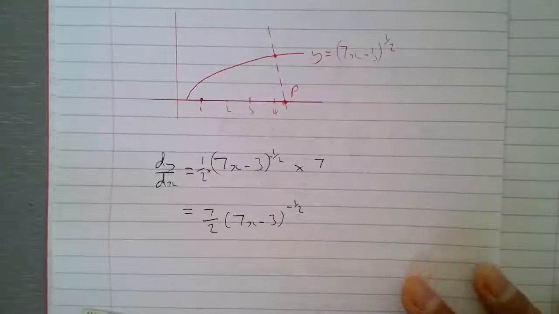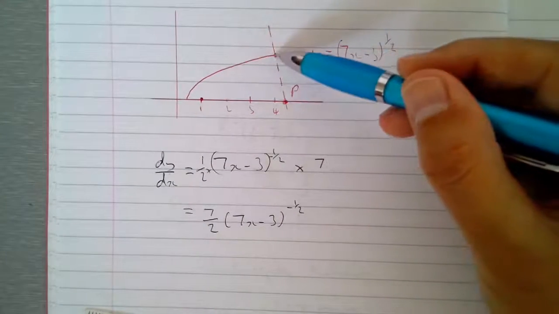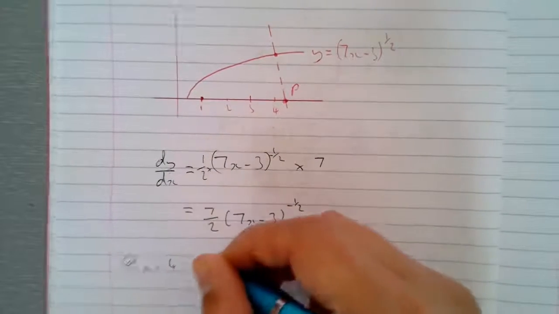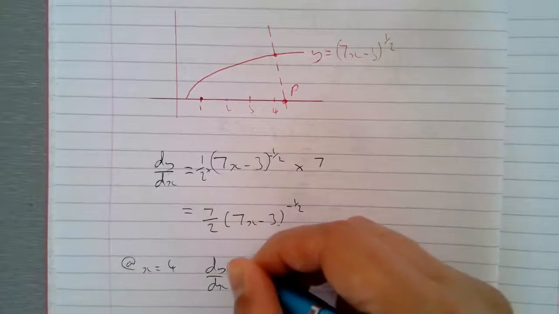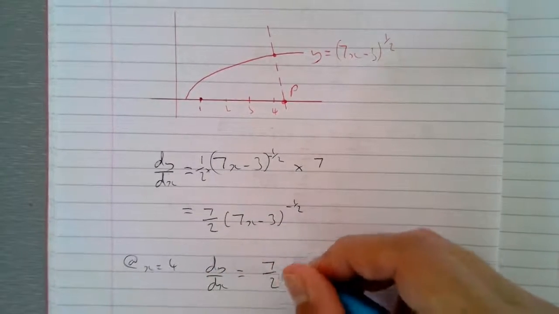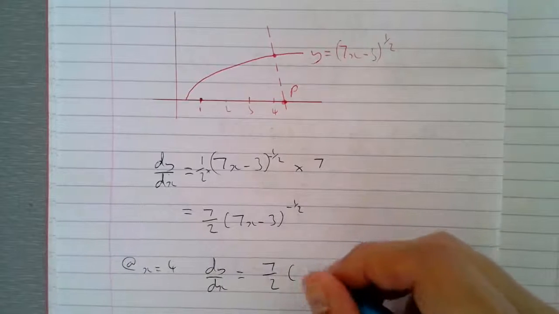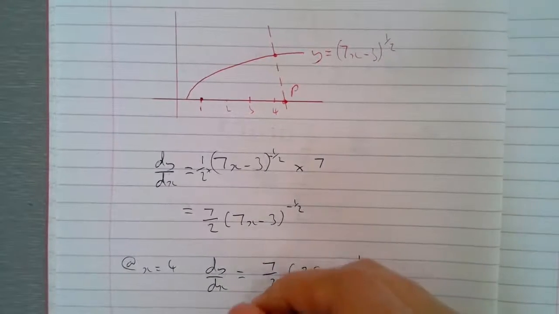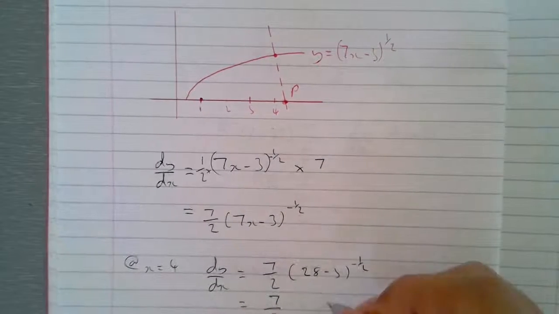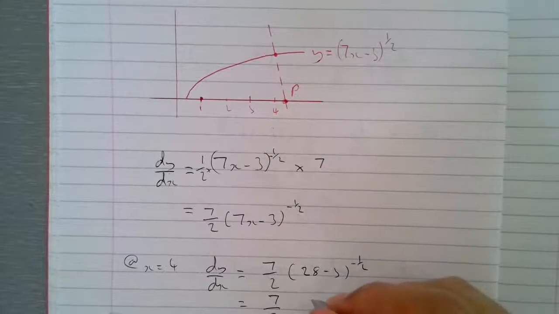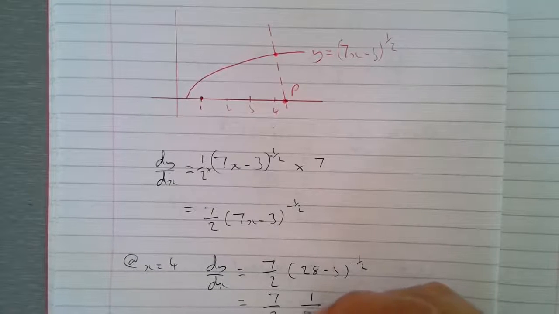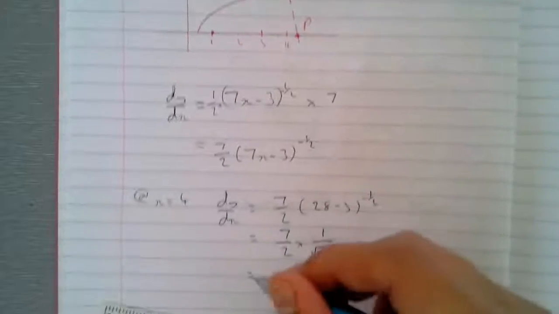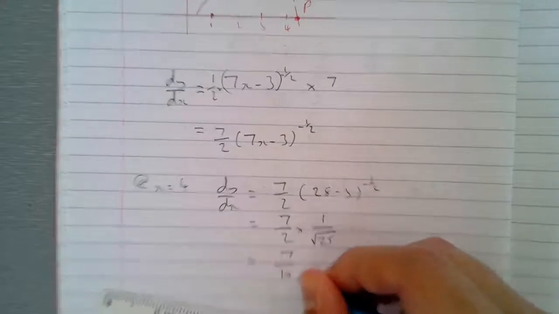I want to work out the gradient specifically of the tangent at x equals 4. So at x equals 4, dy/dx is equal to 7 over 2. 4 times 7 is 28, take away 3, is 25 to the minus half, which is 1 over the square root of 25, so that just equals 7 over 10.